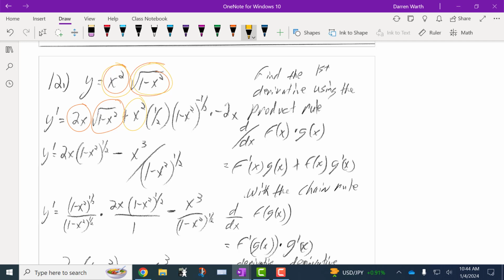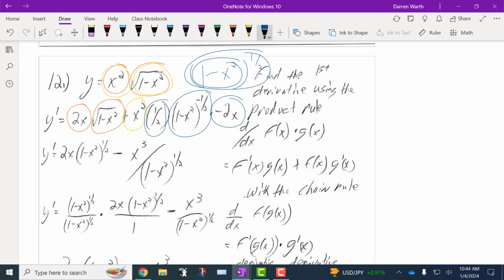And if you want to, you can rewrite this. You can kind of see it a little bit better. So this is 1 minus x squared all to the 1/2. So notice the derivative of that is going to be 1/2 times 1 minus x squared to the negative 1/2. So there's your outer times the derivative of your inner. So the derivative of your inner is negative 2x. Once I've done that, I'm going to use my algebra to simplify this down.